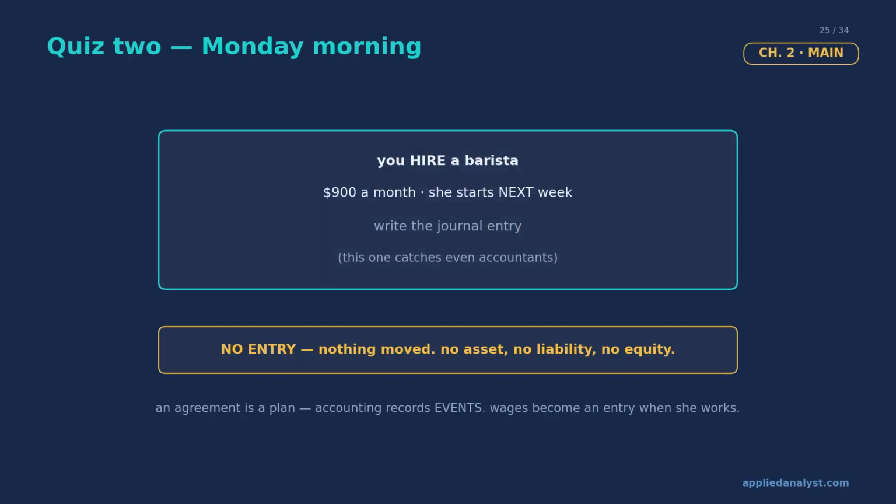Ready? No entry, nothing to record. No asset moved, no liability was born. No equity changed. Nothing has happened to the books yet. The wages become an entry when she works and the shop owes her, not when she signs. An agreement is a plan.